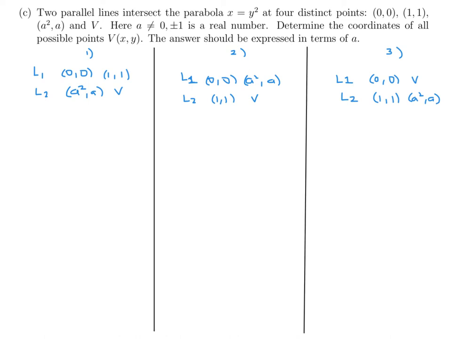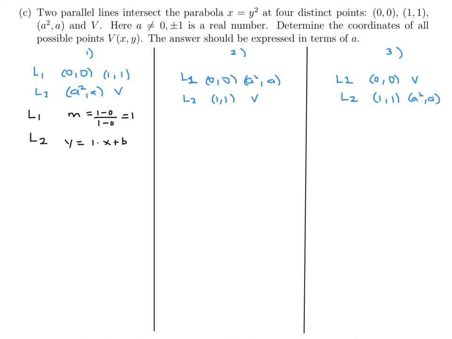Okay, so let's start, and hopefully we'll get the hang of this. It's very similar to before. The only difference is this time we have a instead of some number. So for L1, we find the slope: 1 minus 0 over 1 minus 0, which is 1. Since L2 is parallel, it has the same slope. So its equation will be y equals mx plus b, but since m is 1, it's 1 times x plus b. Now we have to figure out b.